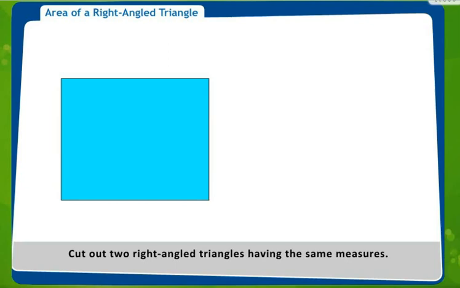Welcome to maths class. In the previous class, we studied the area of a square and rectangle. Today we are going to find the area of another geometrical figure, and that geometrical figure is a right angle triangle. A right angle triangle is obtained when we cut a square. Now, how to form a right angle triangle?